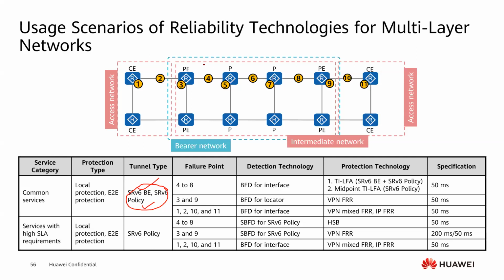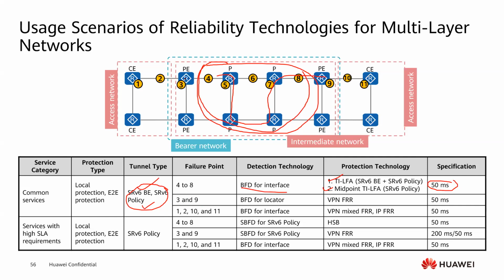First is from 4 to 8. This is in the middle area. So to detect this kind of fault, we can use BFD for interface. And in this area, if anything happens, we can use TI-LFA or middle point area TI-LFA to create some bypass tunnel to continue forwarding the packet. So those kinds of switchover can be done within 50 milliseconds.